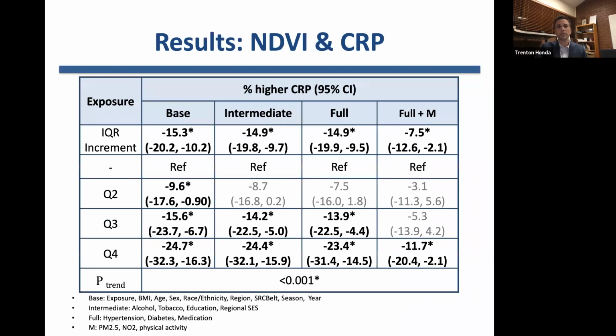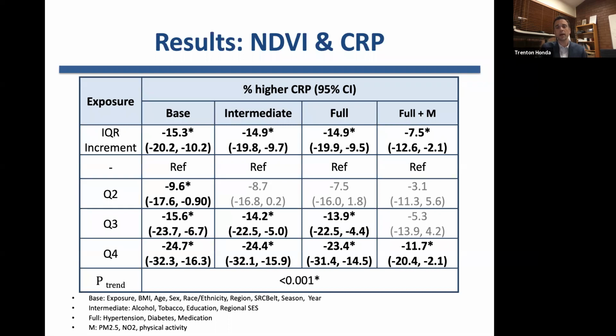Our CRP results, here we can see our linear regression results, looking at the NDVI and CRP. And here we looked at the NDVI as an IQR increment using base, intermediate, full, and then full plus mediator models. And down here at the bottom, you can see what covariates were included in each of the models.